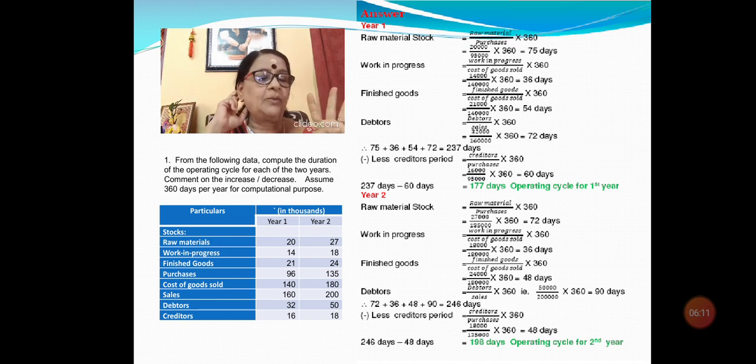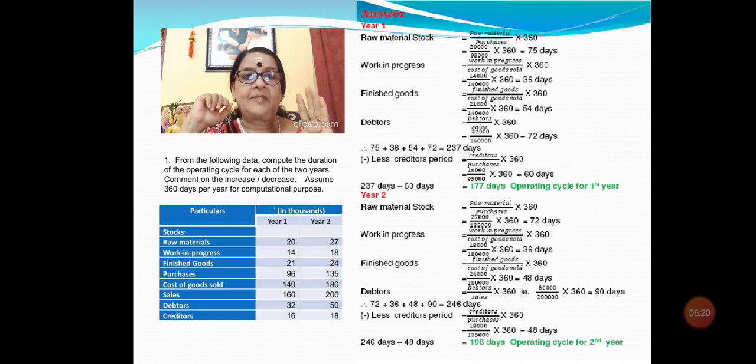54 plus 72. So we will get the total for the four factors in the beginning. From this we have to deduct the creditors payment period. Creditors payment period is creditors divided by purchases into 360. Creditors, it is given 16,000 divided by 96,000 into 360.